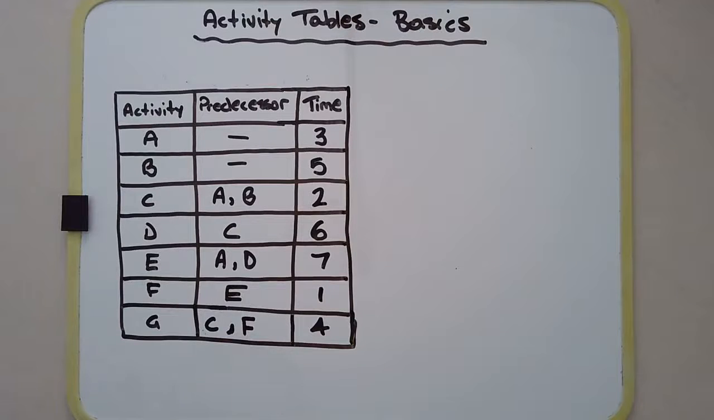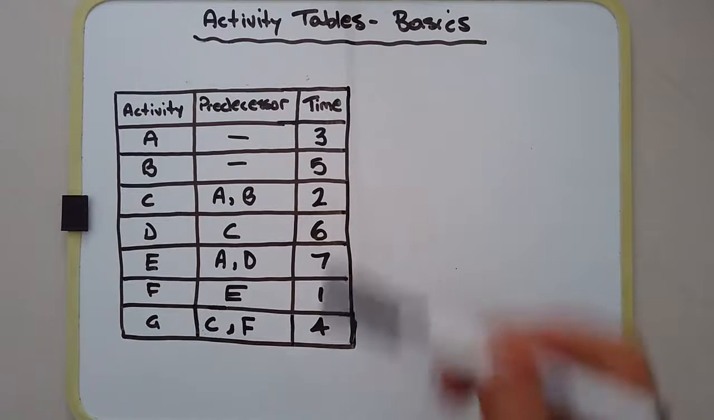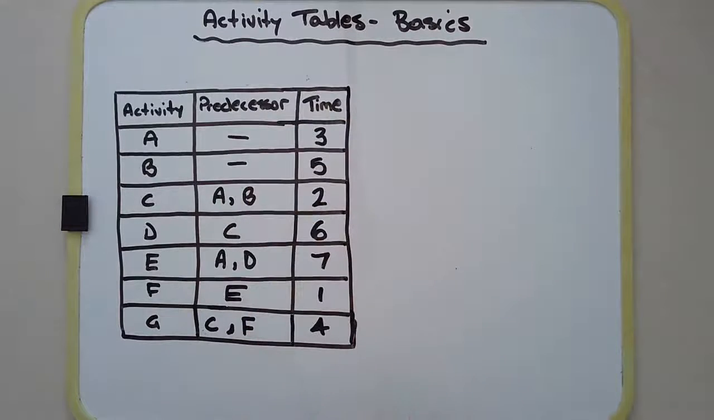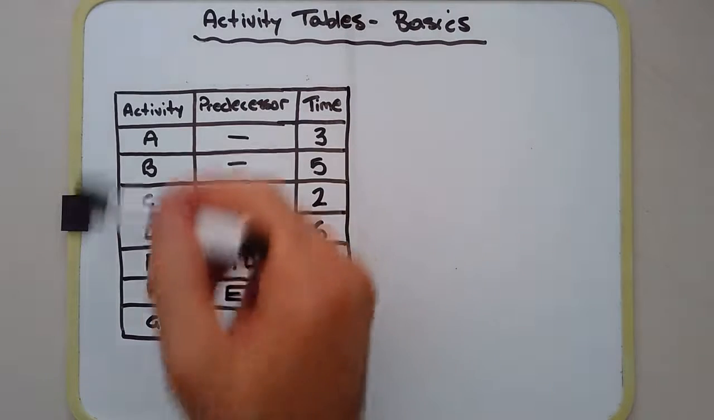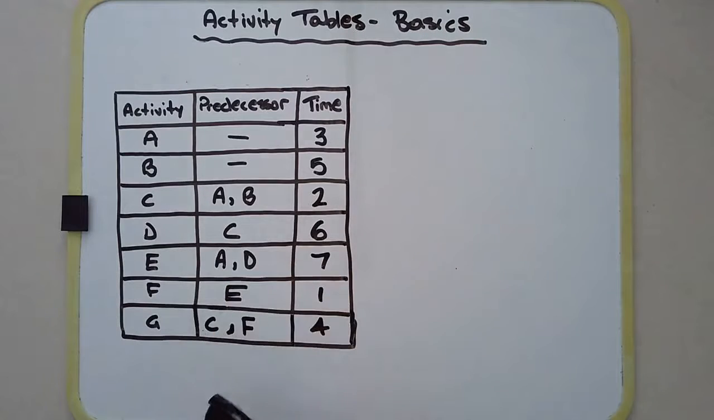In this video, we're going to discuss the basics of activity tables, and in particular, the use of activity tables to list activities that form part of a project. This is one of the applications of networks that we could actually use the network to help manage a project from start to finish. We have activities here that have to be done in a certain order.